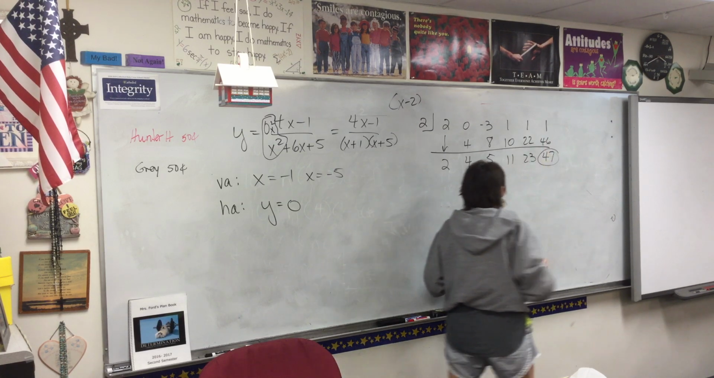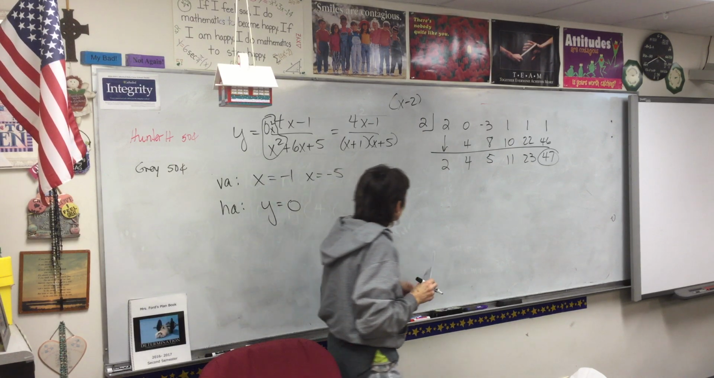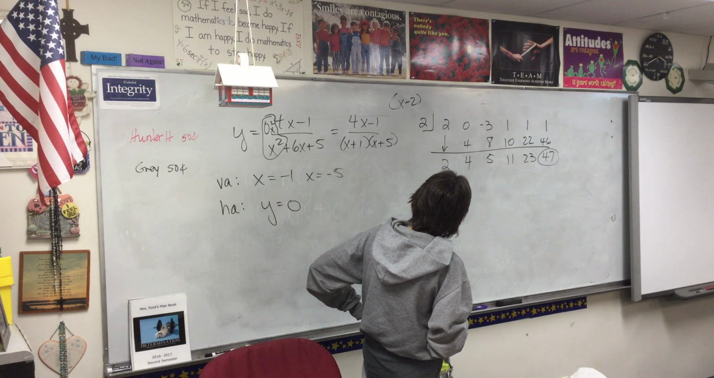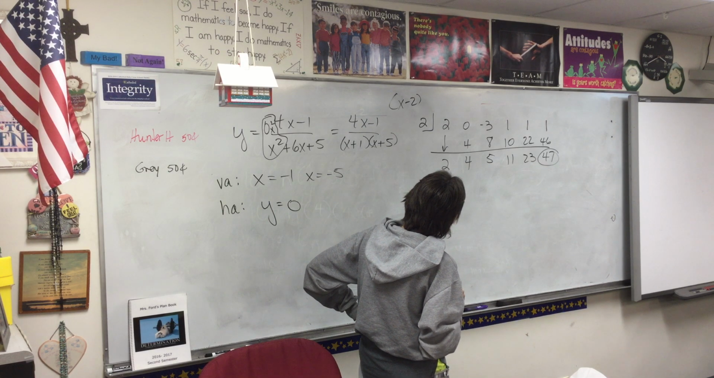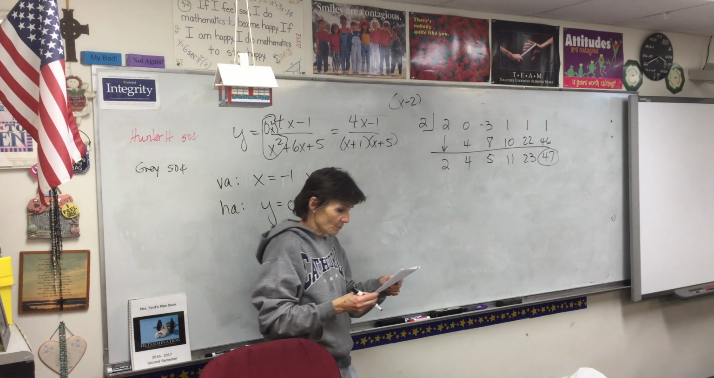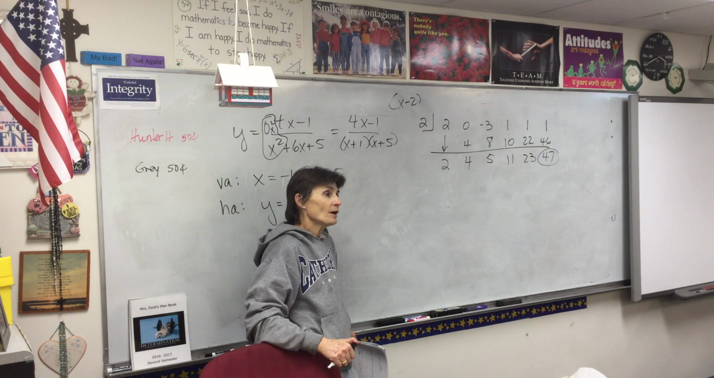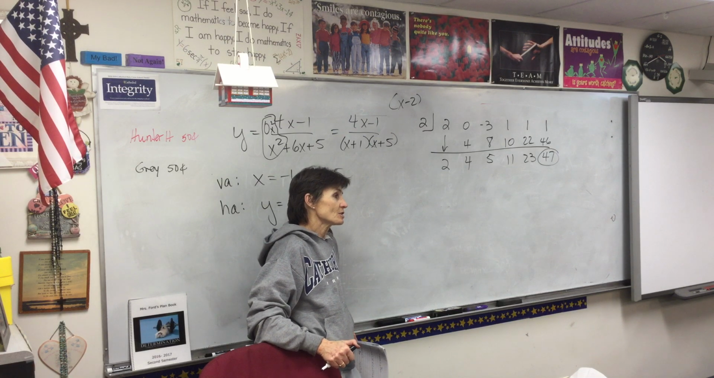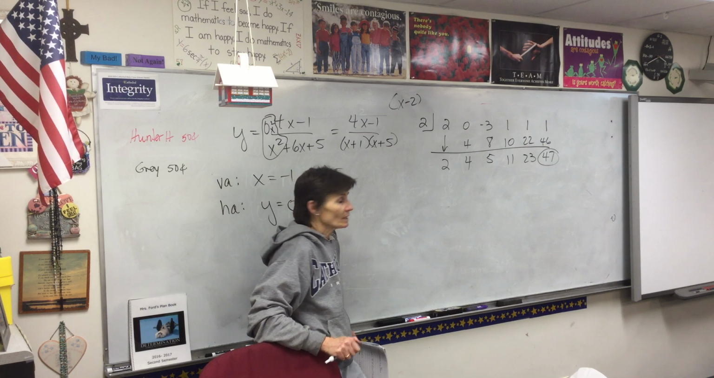I got 47 as my remainder, but I'm not going to swear by that because I did it kind of fast. I think it's right though. Do you think it's right? Yes. Everybody okay with that? You all know how to synthetically divide. That's easy. You just got to make sure you pay attention to the zeros.